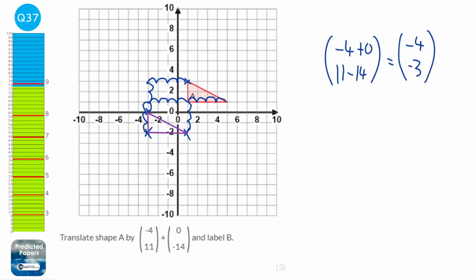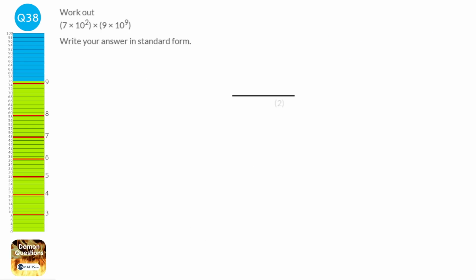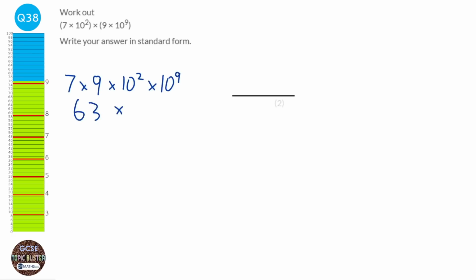And label the new shape B. When we multiply numbers, it doesn't actually matter which order we multiply them. So I can rewrite this as 7 times 9 times 10 to the power of 2 times 10 to the power of 9. 7 times 9 is 63. And 10 to the power of 2 times 10 to the power of 9, we add the powers, so it'd be 10 to the power of 11.